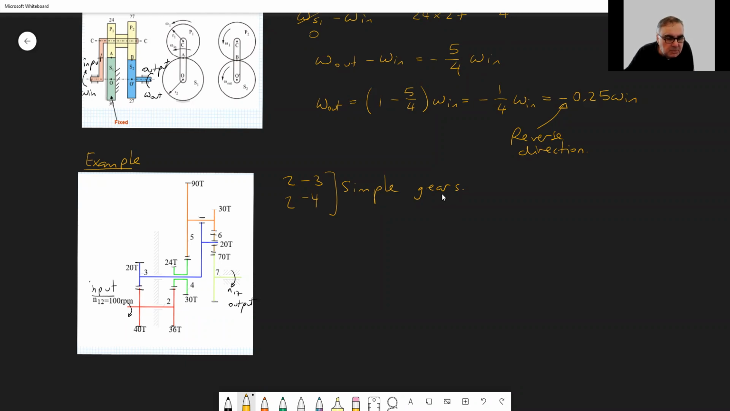For example, the fourth one, this third gear, third link, acts as an arm. For example, for 4, 5, the arm is 3. And also here you have 7, 5, and 6 is like an idler gear here, but there is another planetary gear there. Again, 3 is the arm. Anyway, we can write the following. N14 over N12, for example, is equal to minus T2 over T4.